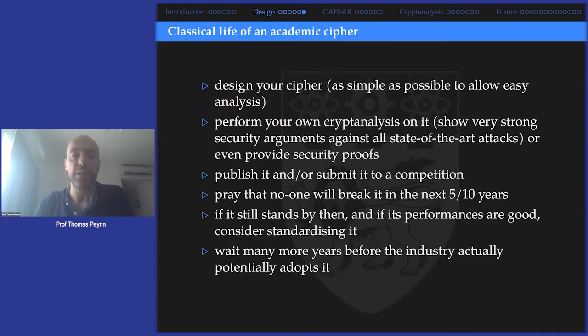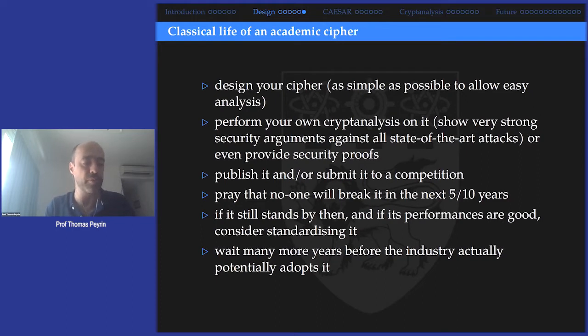So just to give you some idea of the timeline, if you design a cipher, an academic cipher, for industry, it's a bit different because they have different goals, and the situation might be a bit different. But if you want to have your cipher coming from academia to be used everywhere, maybe in the industry, what happens is that first you're going to design your cipher. So maybe it's going to take you 1 year of work.